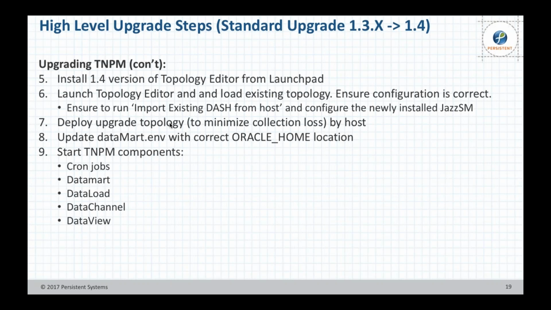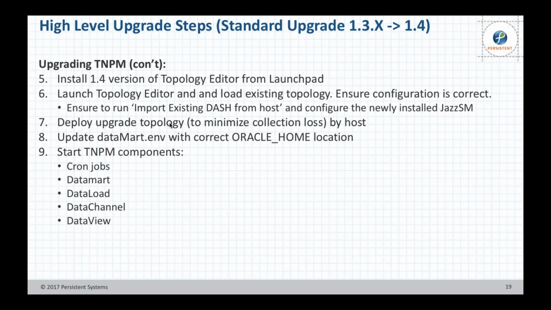One extra thing that you need to do, as we mentioned earlier, there is no upgrade path from TIP to JSSM. So in the data view component of the topology editor, you want to run this feature. Basically, you right-click on the data view component in the logical view, and you select import existing dash from hosts, and then you key in the credentials for dash and the server name for dash, and it would automatically detect that this is a JSSM server with dash, and TNPM would install the data view component on JSSM.